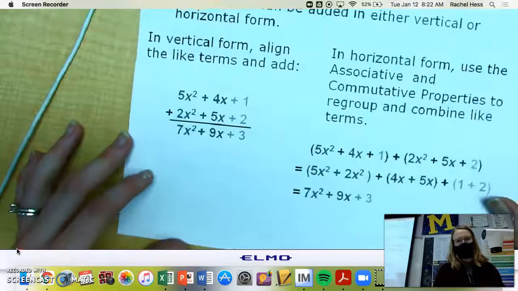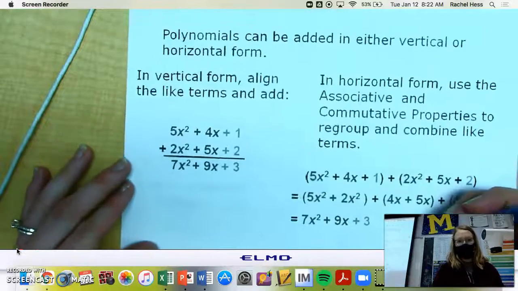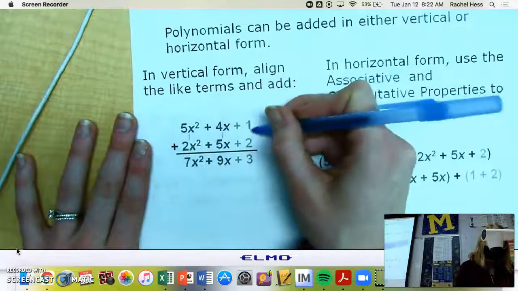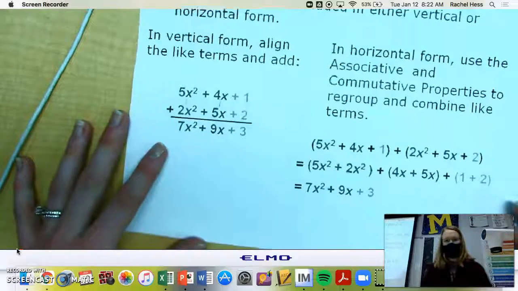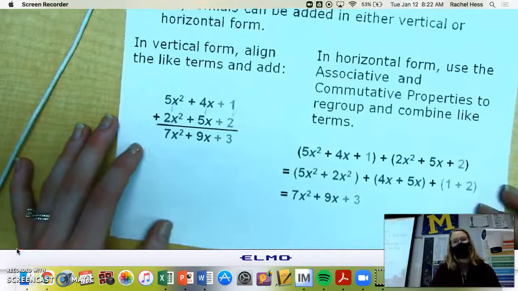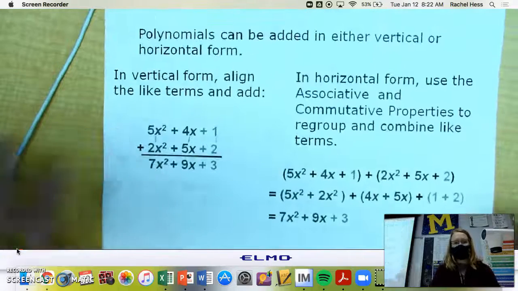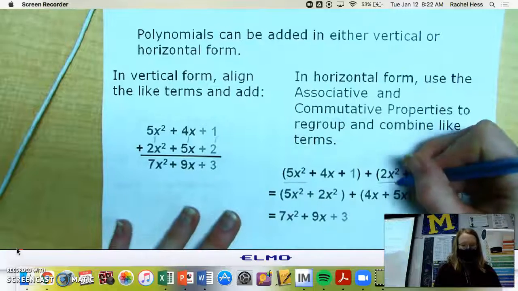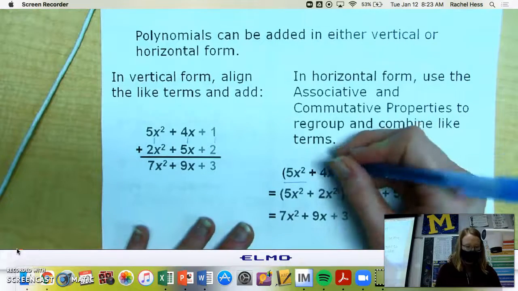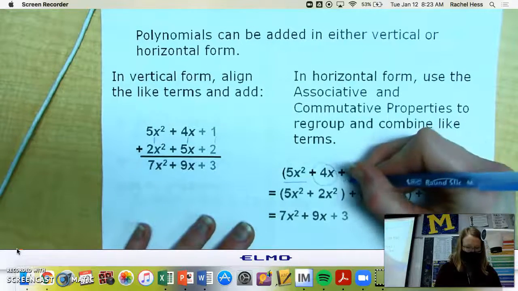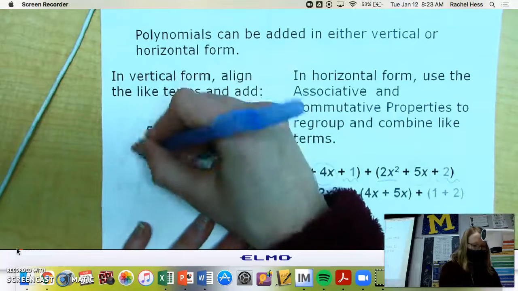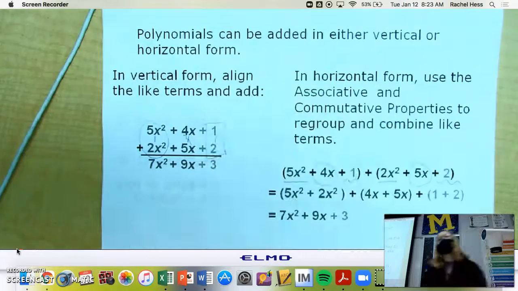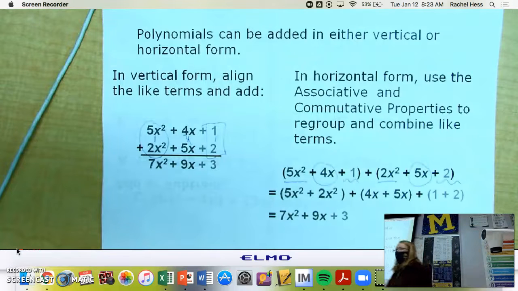So sometimes polynomials are going to be lined up vertically. So in vertical form, you're just going to line up your like terms and then you can add. Or horizontally, you don't necessarily need to write this down. Basically, they want you to group like terms. So if you're horizontal, you're going to find your like terms, right? And if you're vertical, you got to line up your like terms, right? So either way, it's just a matter of matching things up.